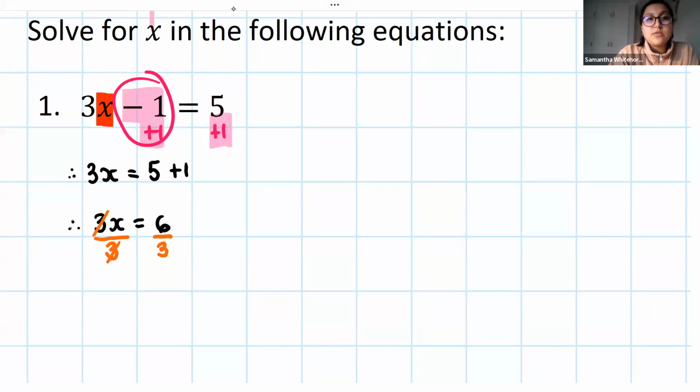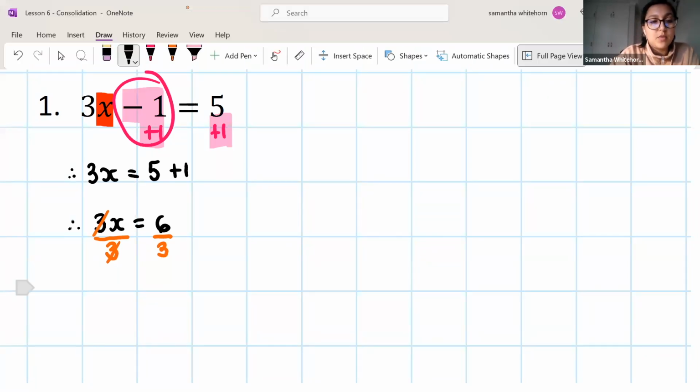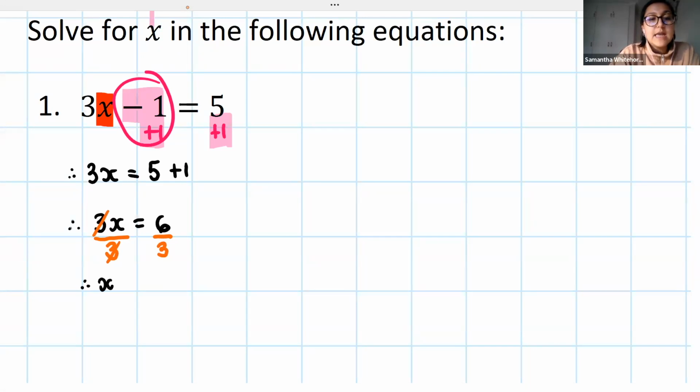That then means that the 3's essentially divide away. 3 divided by 3 we know is 1. So I'm left with 1x or just x. And 6 divided by 3 is 2. So nothing too tricky there, quite straightforward for that one. Hopefully we all got that right.